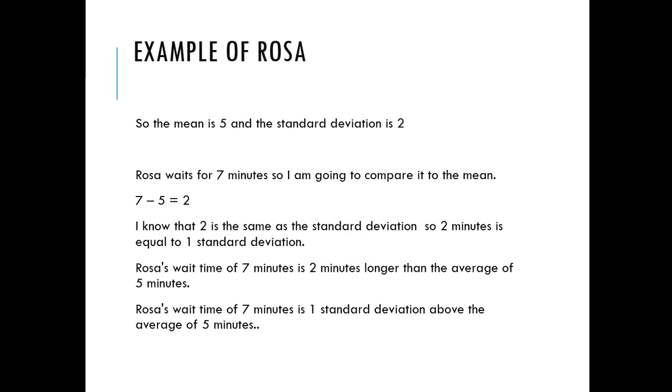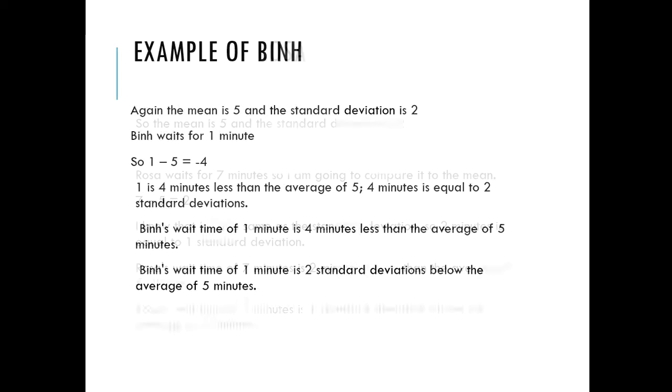So let's look at Rosa. Remember, my mean is 5 and my standard deviation is 2. So Rosa waits for 7 minutes, and I'm going to compare that to the mean. So 7 minus 5 equals 2. I know that 2 is the same as my standard deviation, so 2 minutes is equal to 1 standard deviation. So Rosa's wait time of 7 minutes is 2 minutes longer than the average. So her wait time is 1 standard deviation above the mean.